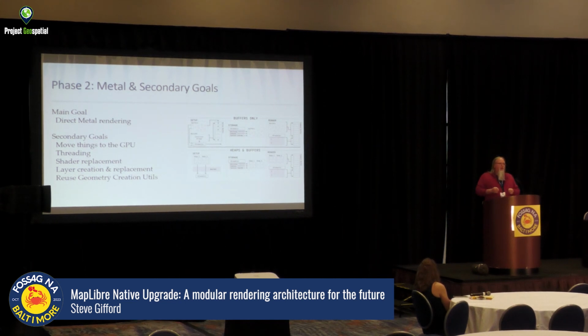We wanted to try and address threading. So on modern devices, mobile devices, you have a lot of cores now. You've got a lot of individual threads that you can run at once. You should be doing most of your work on other threads. We wanted to be able to replace shaders, those are the programs that run on the GPU, and add new layers to the system without recompiling everything, replace existing layers, and reuse some of the geometry creation utilities. And I'll talk about each of those in turn.